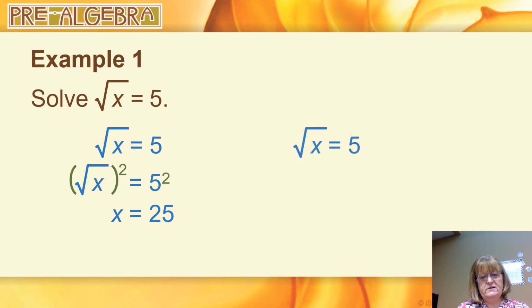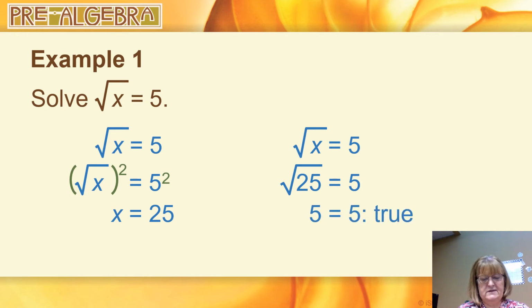If you were to check it, you would go back and put 25 in the place of x in the square root of x, and the square root of 25 is 5. We know that is a true statement. Our answer is correct.